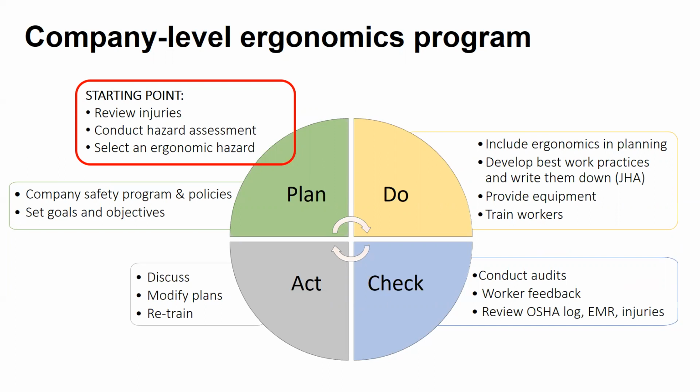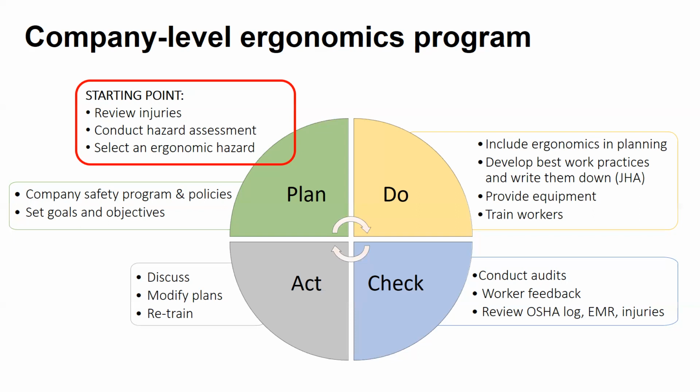Then check periodically. Review your program to assess its effectiveness by conducting worksite audits, asking for worker feedback, and reviewing injuries and other indicators. Based on the results from check, you should then act by taking steps to modify the program, retrain workers, and create new activities. By conducting ongoing and final reviews of your projects, a look back, you will be better positioned to identify lessons learned that can be applied to improve future projects.